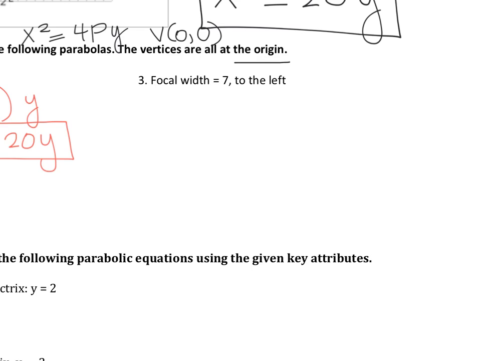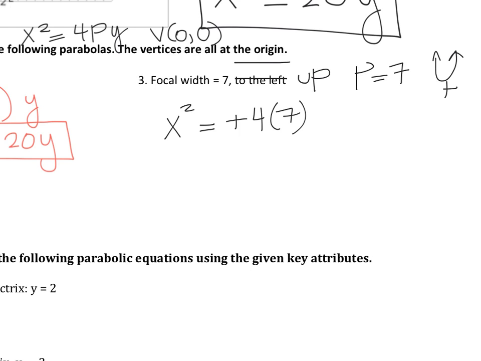Now this should be up. Make sure that your note says up over here. The focal width is 7, so that is your p. p is 7. And it's opening upwards, so that means that I should have a positive 4p. Now, do I really need to sketch this? Not really, because I know my focal width, I know my p. So then I can directly write the equation as x squared equals plus, since it opens upward, 4 times p, which is 7. And then I can write the y.